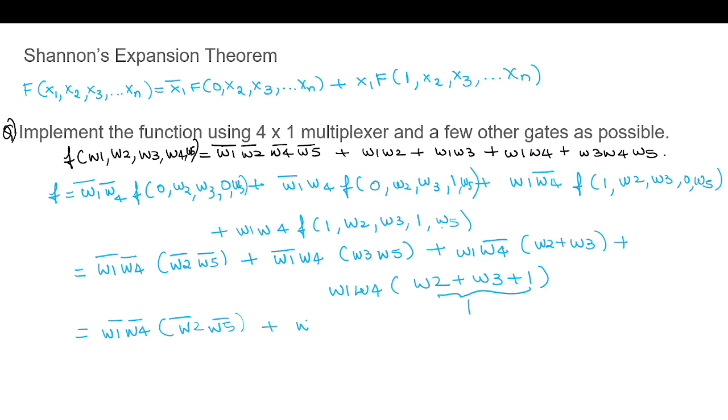Now you can see this is simplified to the form of a mux with select lines W1 and W4, and the inputs we have to apply are generated through some small logic gates. So how will this be?